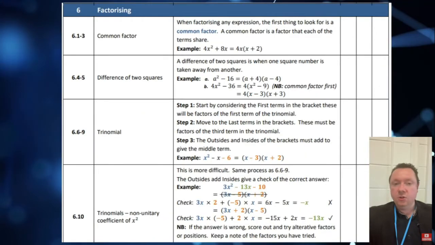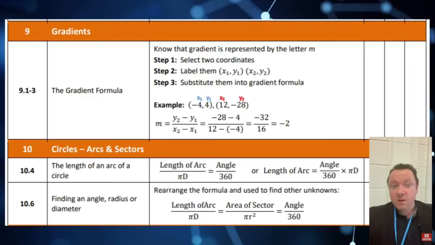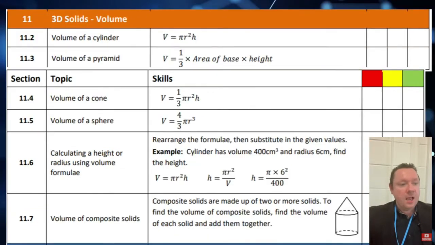Factorising, common factor, difference of two squares, trinomial, all trinomials, anything at all we could ask you with factorising, except we're not going to ask you to combine. So you'll not be asked a question about let's do a difference of two squares and then something else, or let's take a common factor and then a difference of two squares. That won't happen. Okay, you'll get asked to complete the square, not a problem. Simplifying algebraic fractions, multiplying, dividing, adding, subtracting, that's still in. Gradients, the gradient formula is in. Calculating the length of an arc of a circle is in. Maybe find the angle, the radius or diameter will be in. All your volume stuff's in.